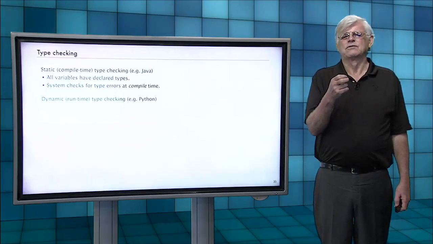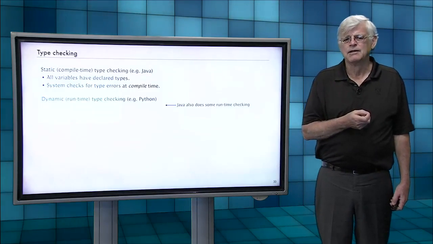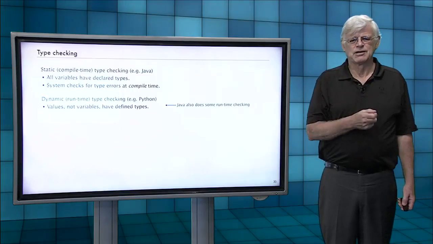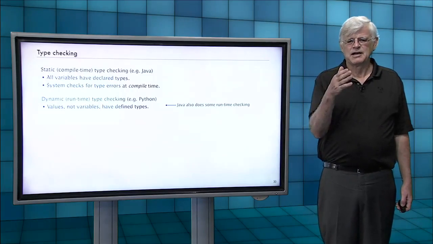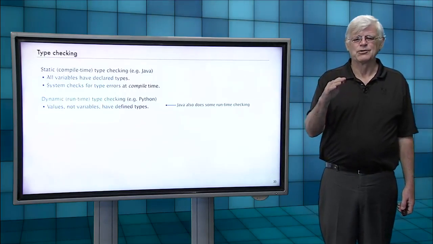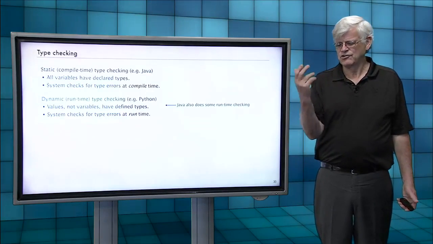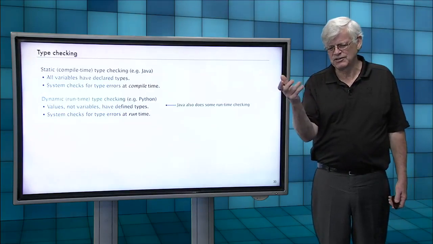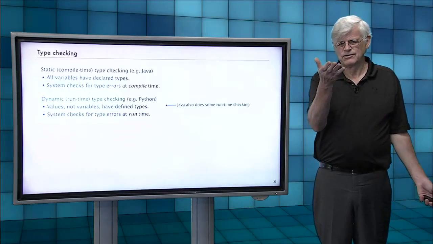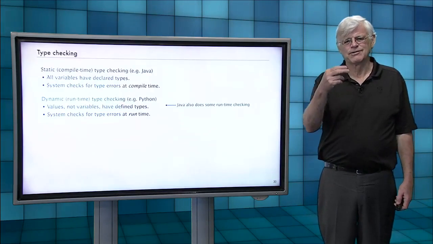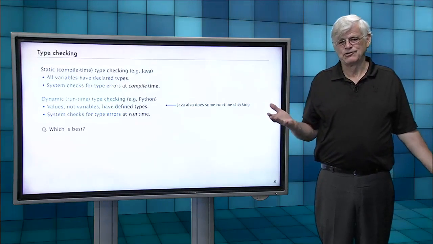The alternative is called dynamic or runtime type checking, which is what they do in Python. Java also does some runtime type checking, but let's talk about this contrast. The idea is that the values, not the variables, have defined types. And the system, therefore, can check just when it's time to perform an operation, just in time, that it's got the right types. And so these are two dramatically different approaches to looking for type errors. The question would be, which is best?